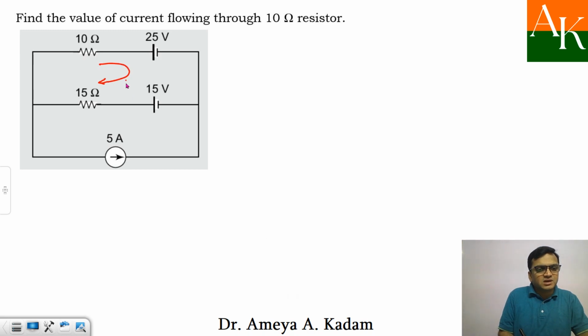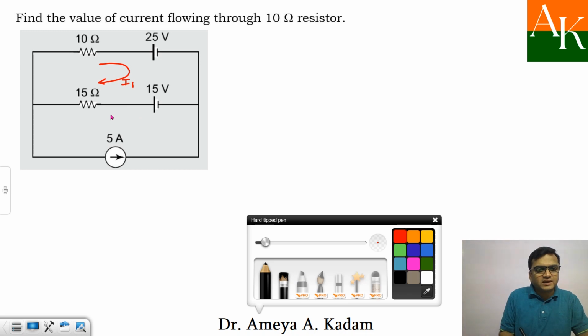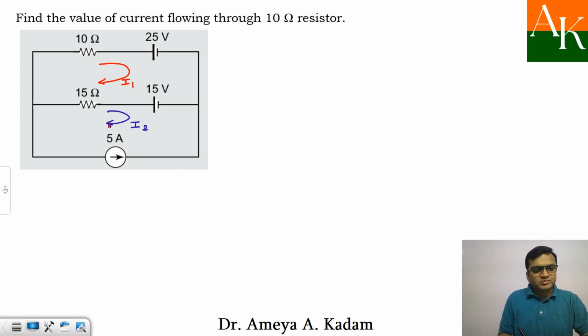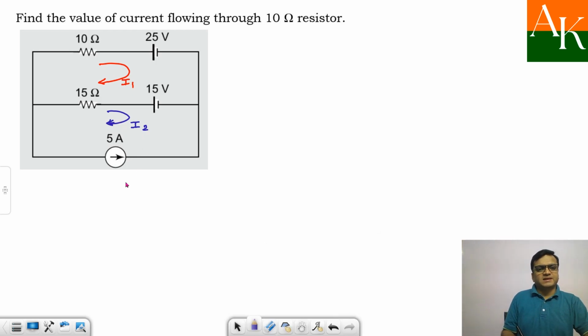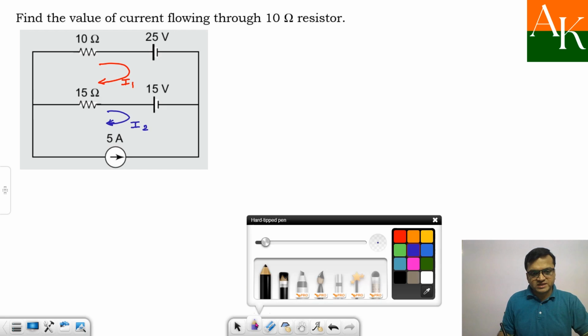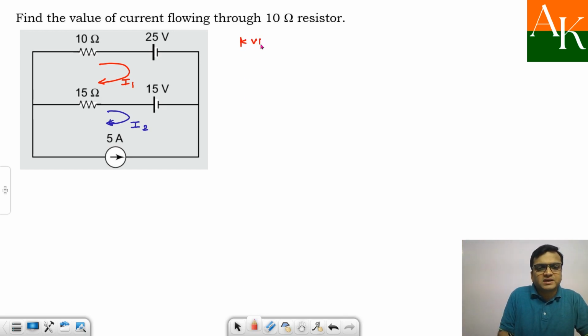So I will assume the current as I1 in mesh 1 in clockwise manner, and over here the current is I2. Okay. So we do not look at the polarity of the sources or direction of the currents while marking these two currents I have assumed. Can you apply KVL in mesh 1? Yes, we can apply KVL in mesh 1 because in that mesh we do not have any current source.